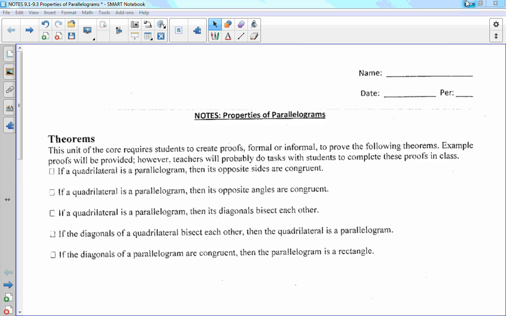I don't know if I have any more staples. That could be a problem. Oh, staples!